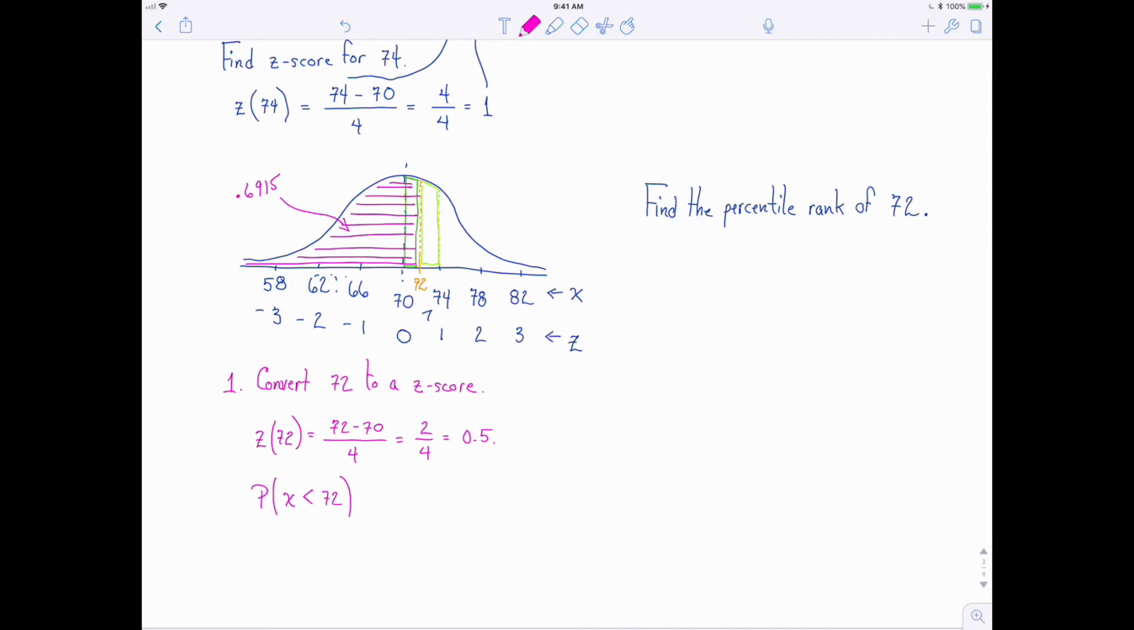So what we say is the percentage of data, so we use an X, the percentage of data less than 72 is equal to 0.6915, or you could say 69.15% of the data. So a score of 72 is in the 69.15 percentile.